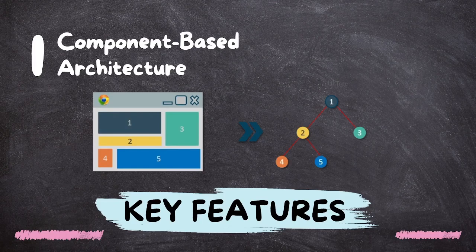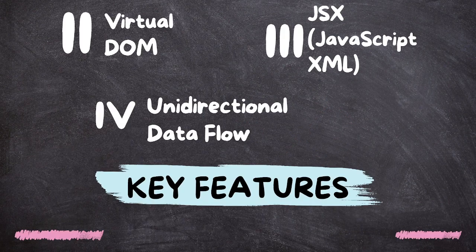The first key feature is component-based architecture. The UI is built using independent, reusable pieces called components. The second key feature is virtual DOM. React uses a lightweight, in-memory representation of the real DOM. It updates only the parts that change, improving the performance.